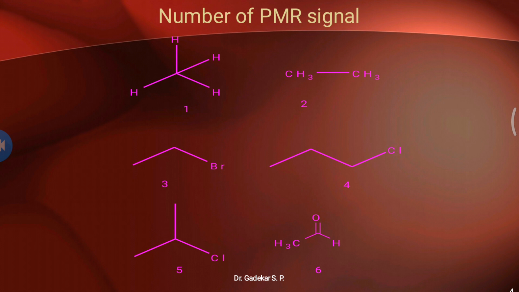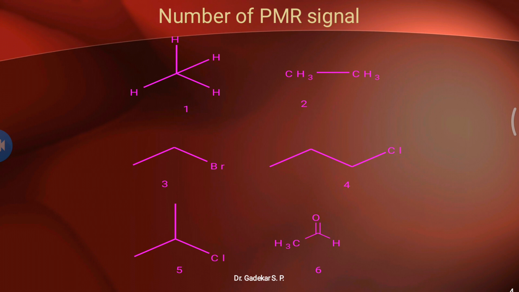Similarly, fourth example, propyl chloride, n-propyl chloride. In this there are CH3, CH2, and CH2Cl. So 3 types of protons are present and these 3 types of protons are not chemically equivalent. Each proton has a different environment, so it gives 3 types of signals.